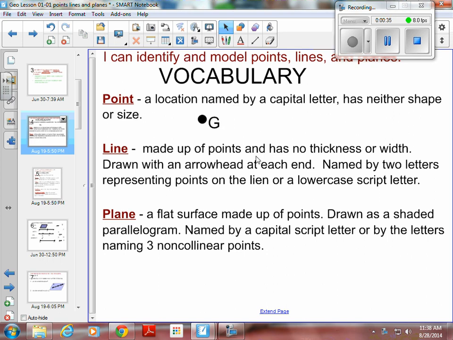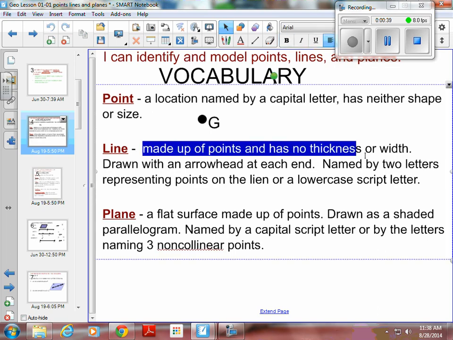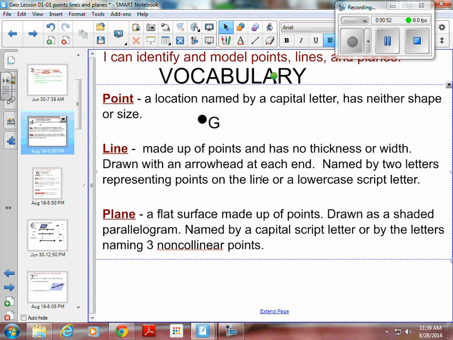A line is made up of points and has no thickness or width. This is a definition you're going to need to know word for word. It's going to show up. You put arrowheads on the ends of your line to show that it goes on forever. You name it by 2 letters, or you use a lowercase scripted letter.